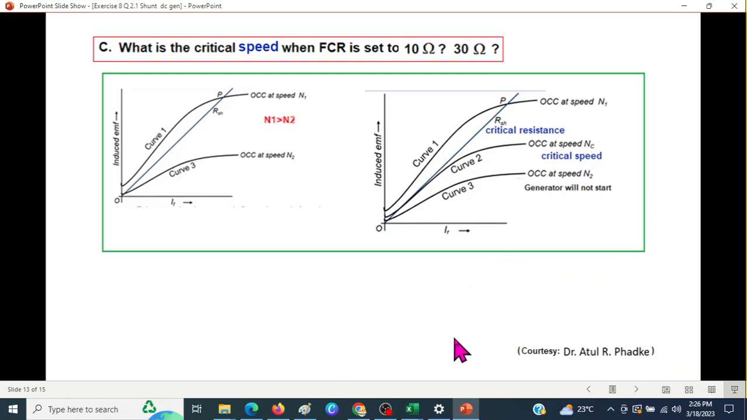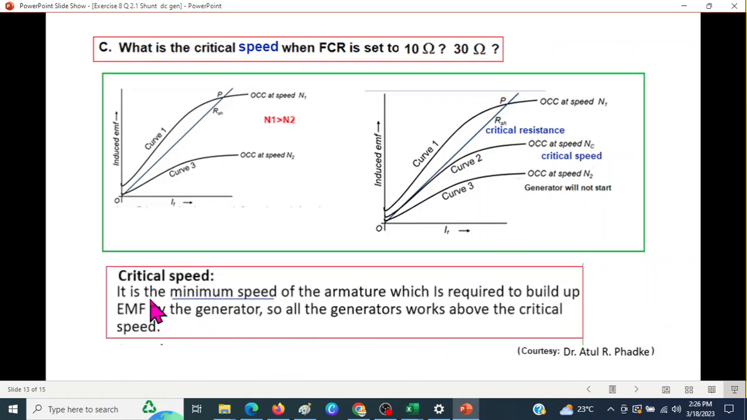So with this background, the critical speed is the minimum speed of the armature which is required to build EMF by the generator. So all generators work above the critical speed. The generator has to work above the critical speed. If it goes below, the generator will not start.